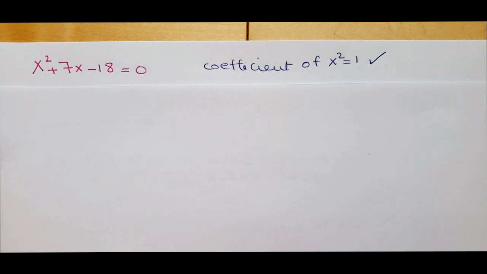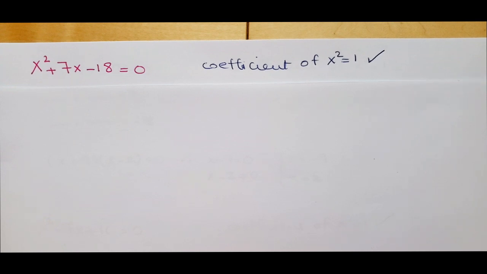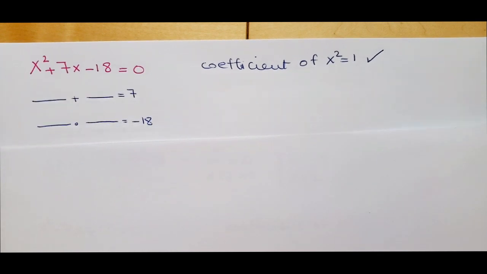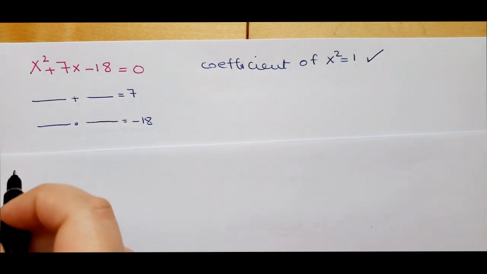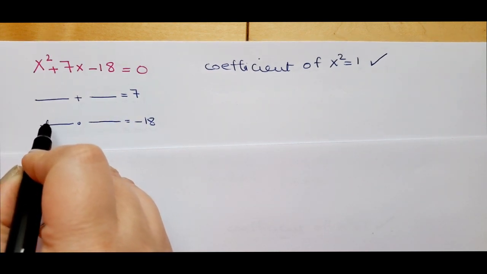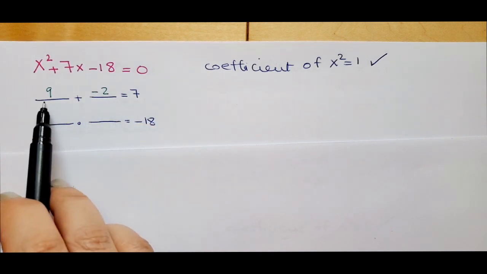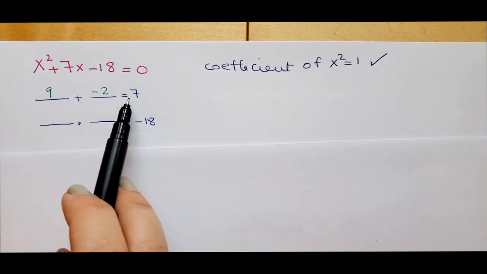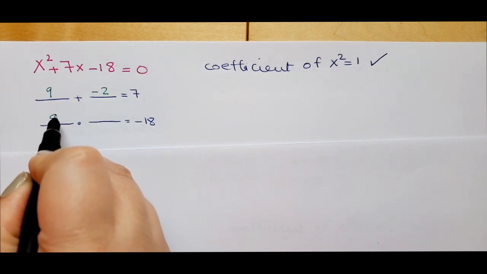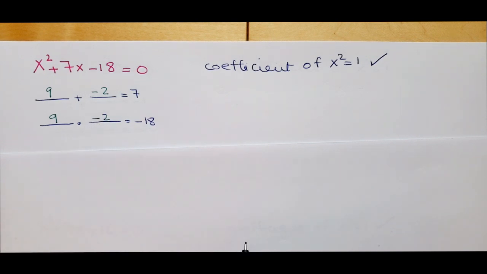Third example, x squared plus 7x minus 18 equal to 0. First thing first, we check the coefficient of x squared. It's 1, so it's checked. We can use this method. So we are looking for two numbers which, if we add them together, it would be 7, and if we multiply them together it would be negative 18. So I believe the best two numbers would be 9 and negative 2, because if I add them, the bigger number is 9, a positive sign, so it will add up to 7. But if I multiply the same two numbers, it will be negative 18.